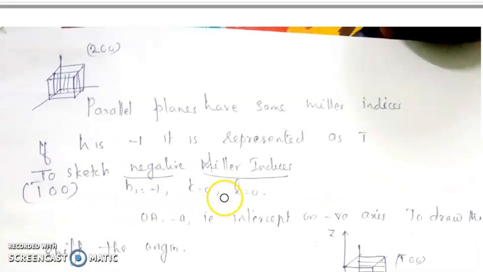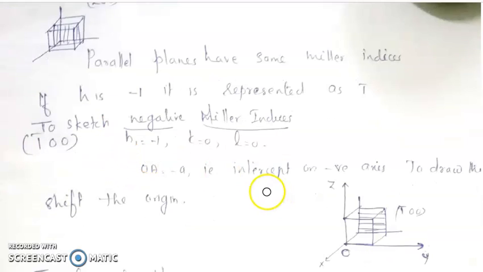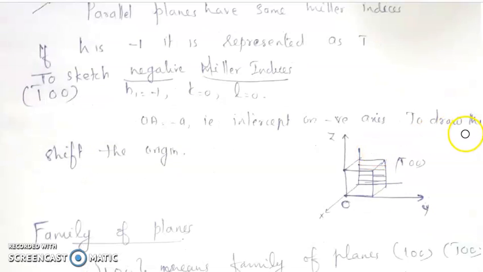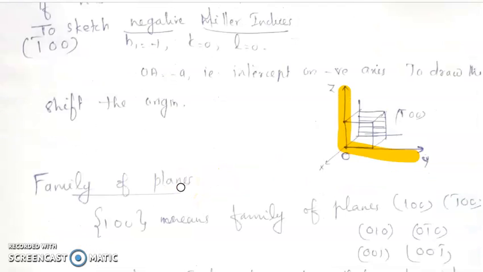To sketch negative Miller indices, for bar 1, 0, 0 we have to cut so that OA is equal to minus A, that is, an intercept on the negative axis. To draw that, we will shift the origin. First of all, we were putting the origin here, so instead of that, we have placed the origin here. So here is the new origin. This is the positive x direction, then this one will be the negative direction. So this marked plane will be bar 1, 0, 0.